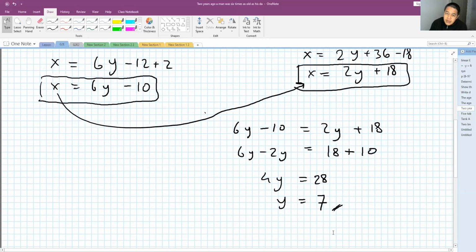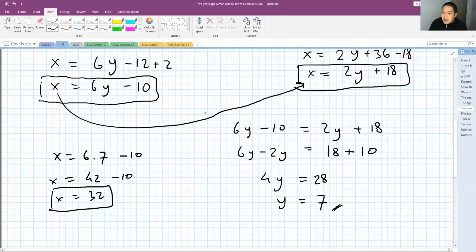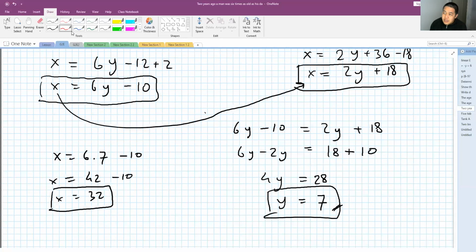And that means the age of the father, x, will be 6 times 7 minus 10. So 42 minus 10 equals 32. Right, so of course, after we get this answer, the solution, we can always check with the situation given in the question whether it's correct or not, right?